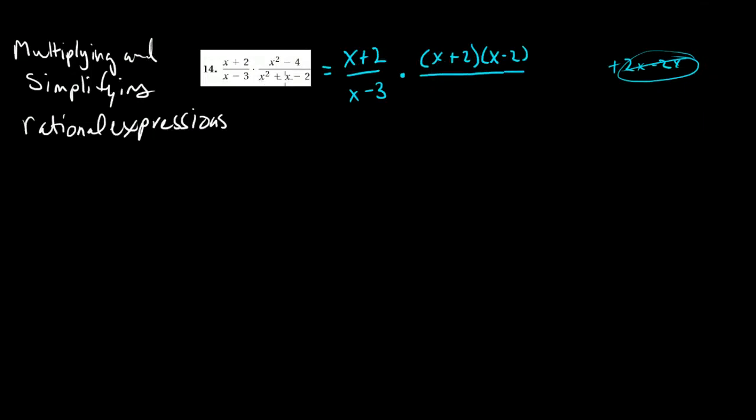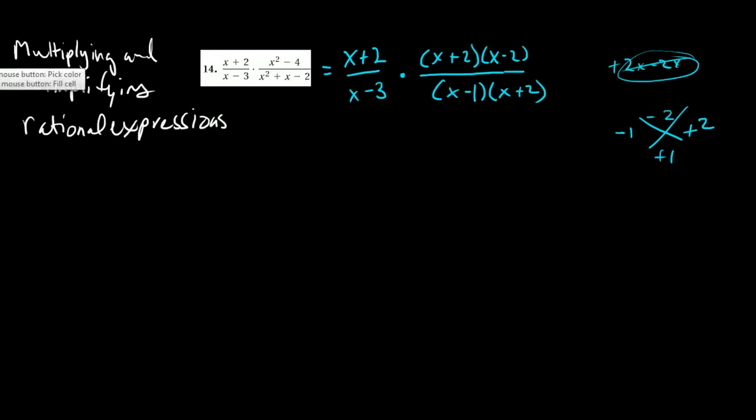And let's take a look at the denominator. That one I'm looking for factors of negative 2 that combine to give me a positive 1. My only factors of 2 are 1 and 2. That one is positive, so that one must be negative. So we have x minus 1 times x plus 2.